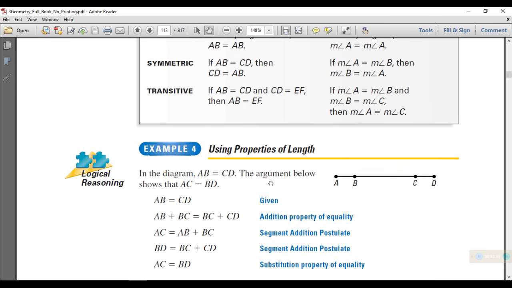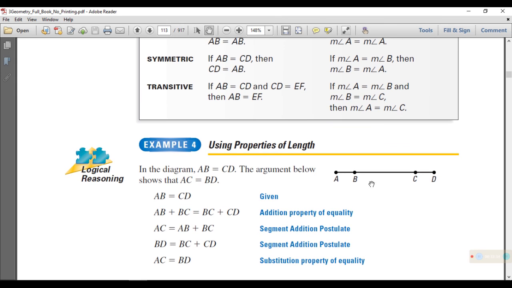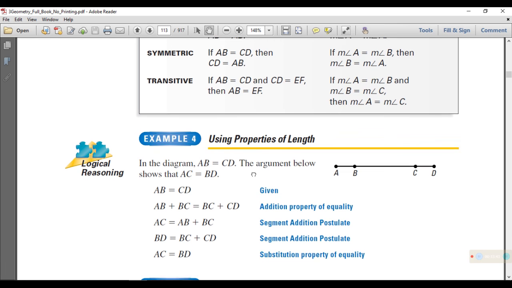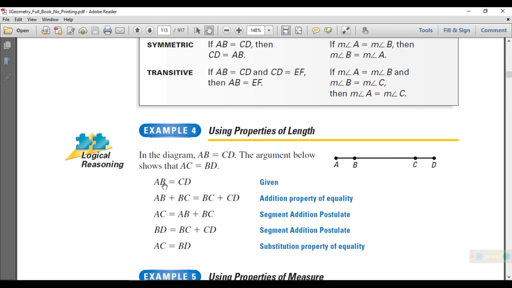Now, for the example, gamitin daw natin yung diagram. In the diagram, AB is equal to CD. The argument shows that AC is equal to BD. Take note, ang meron lang tayo na measurement ay si AB at saka si CD. Wala tayo measurement ni AC at saka ni BD. So, for the two-column proof, di ko na siya ita-transfer, makinig na lang kayo dun sa boses ko habang nag-explain ako.